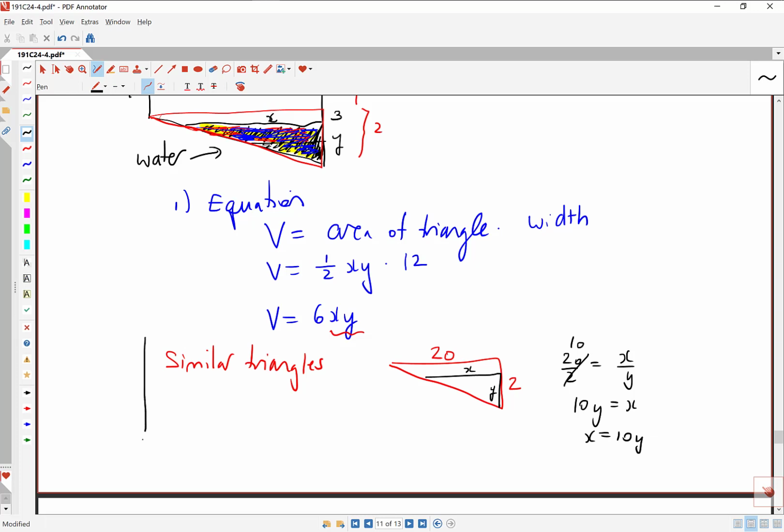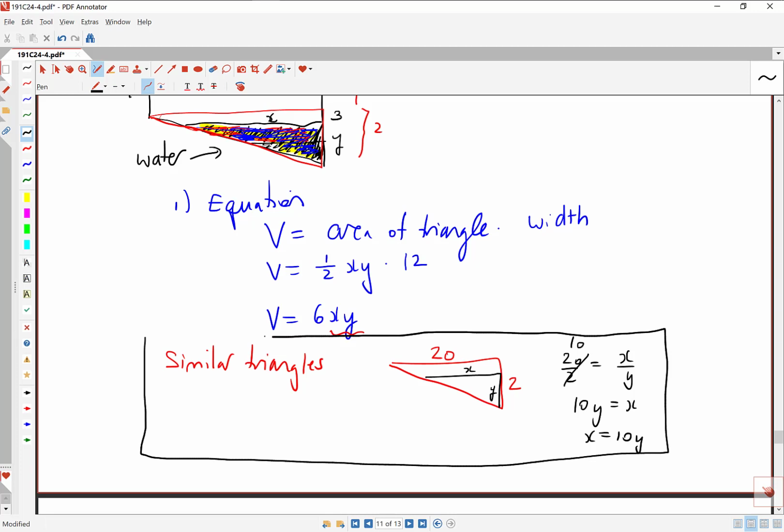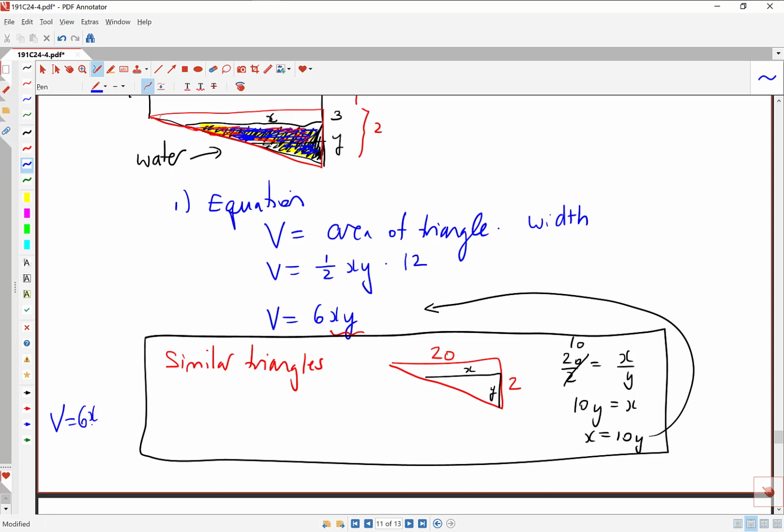So we're then going to take that x equals 10y and plug that into our formula for volume to get a new and improved volume formula. What comes out at the end of this first step is this nice volume formula. Let me write it over on the left side here. Volume is equal to 6x times y, but we're saying that x is equal to 10y. So volume equals 60y squared is what we've figured out.